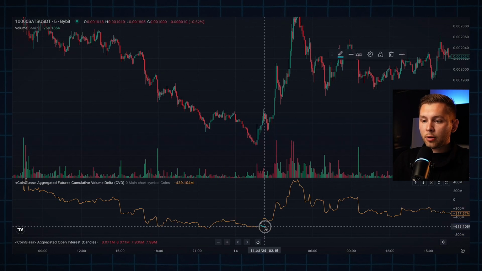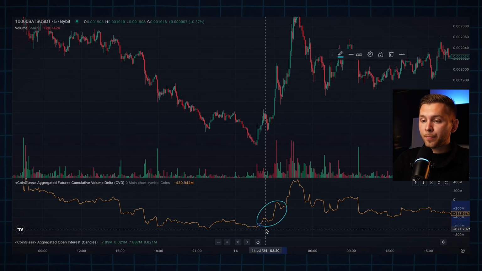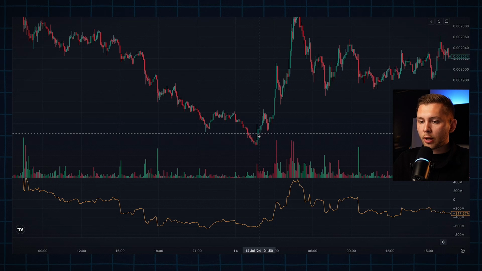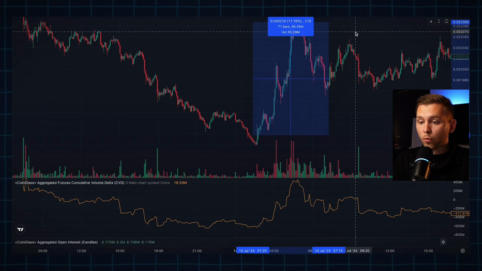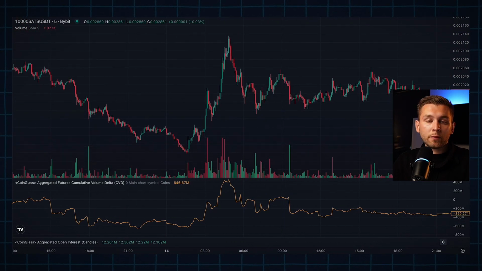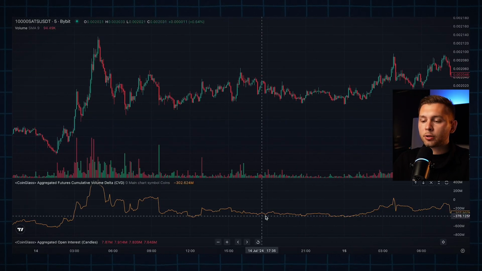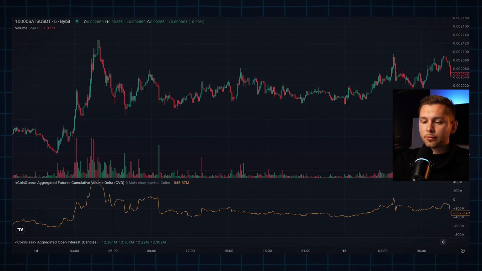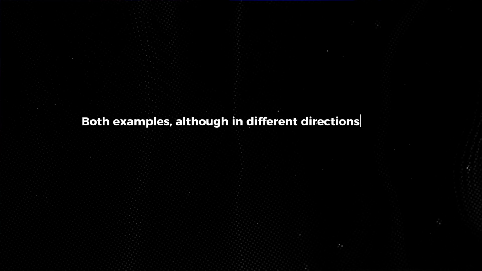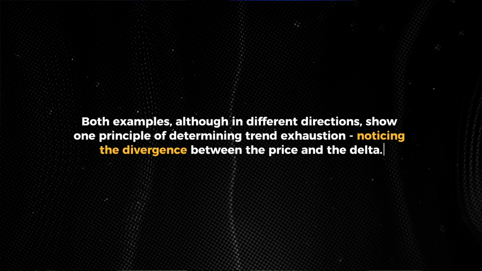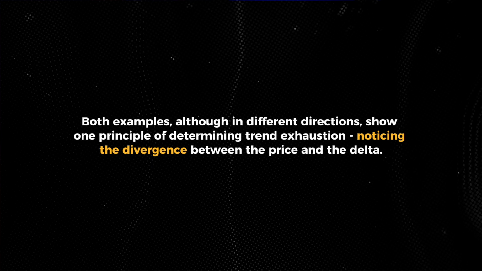Here we see a large number of aggressive buyers appearing in the CVD who will push the price up. We open a long and get a quick 10% growth. If the price continues to rise along with the CVD, it's a healthy trend that can continue until the buyers' or sellers' aggression changes. Both examples, although in different directions, show one principle of determining trend exhaustion: noticing the divergence between the price and the delta.